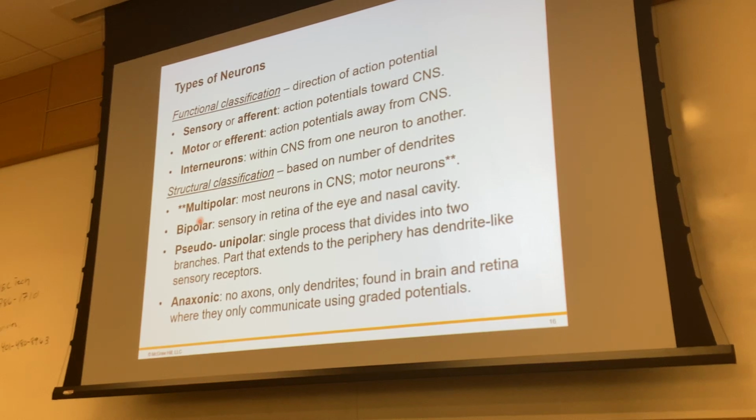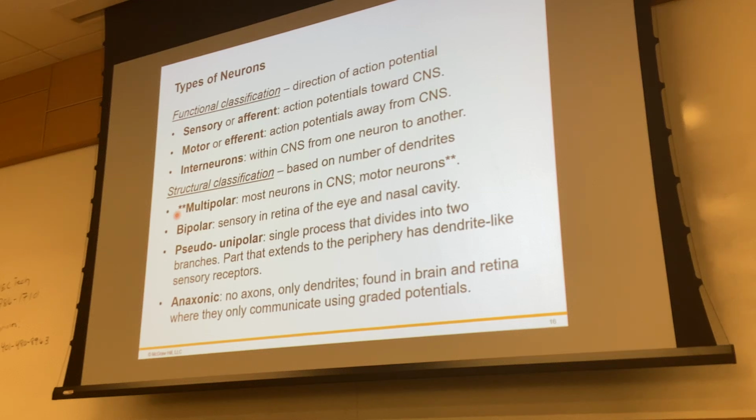In this slide, we have different ways of organizing neurons. At the top, we have functional classification, and we talked about those already. And at the bottom is structural classification. The functional classification is motor or efferent, sensory or afferent, and then the interneurons or integrating neurons. Those are all the same thing. It basically is what direction the signal is being sent, to or from the central nervous system.